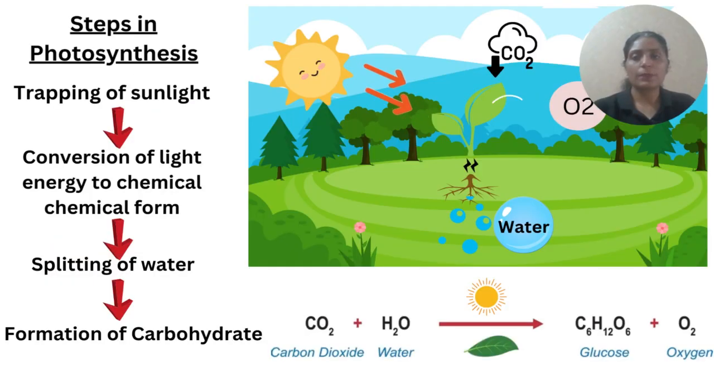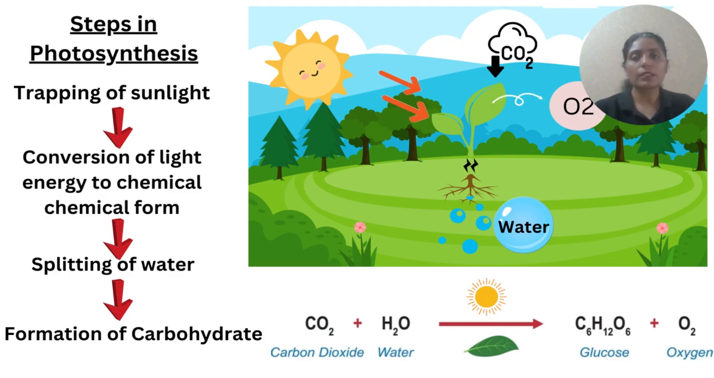There are four steps involved in photosynthesis. The first step is trapping of sunlight by the green leaves of the plant. As you can see in the figure, sun rays get trapped by the green leaves. Green leaves contain chlorophyll molecules. These chlorophyll molecules convert light energy into chemical form.